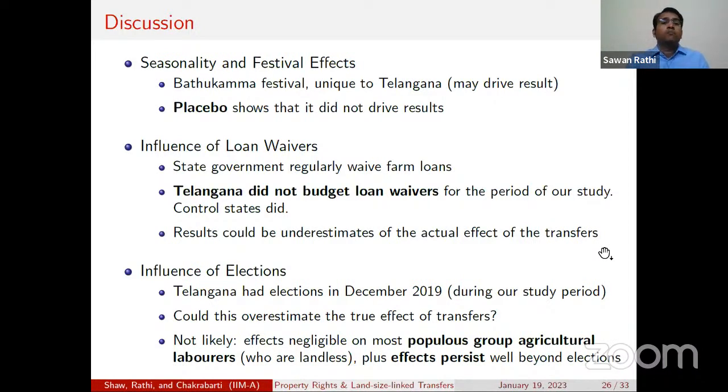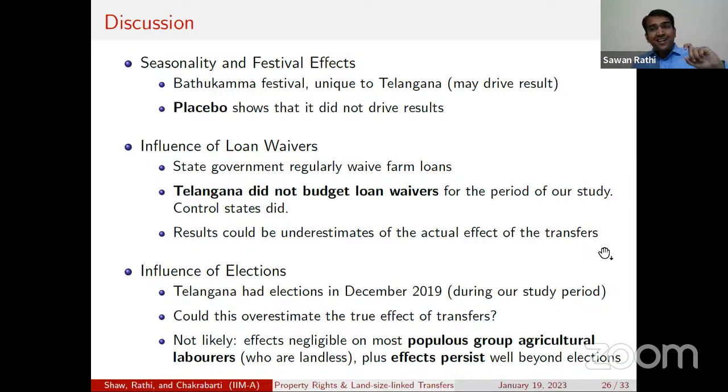People can ask that, oh, there are a lot of loan waivers being given by the state governments, and it was an election year, so probably the Telangana government would have given a lot of loan waivers, and that is why probably the farmers would have started spending more. We can show in the appendix that there was no budgeting of loan waivers in Telangana compared to the other states, wherein there were a lot of loan waivers being given in Maharashtra, Karnataka, and others.